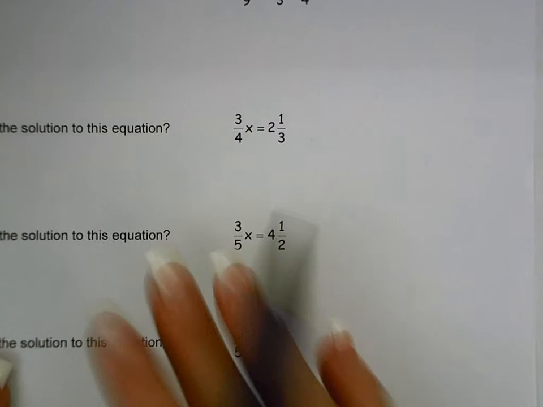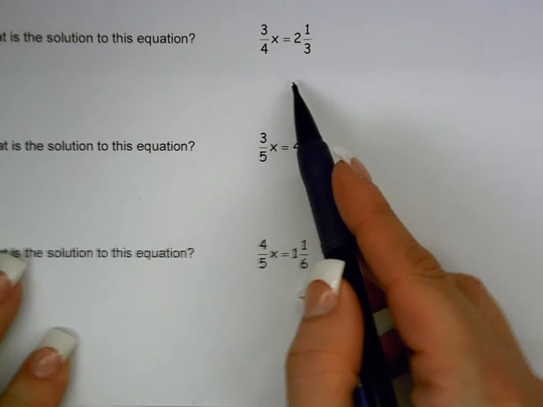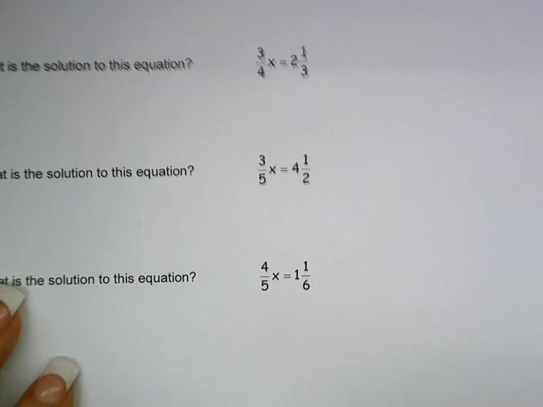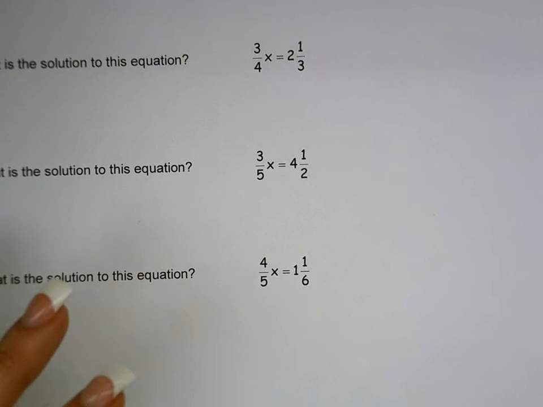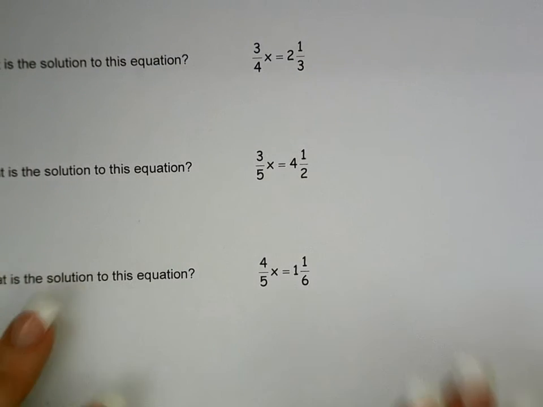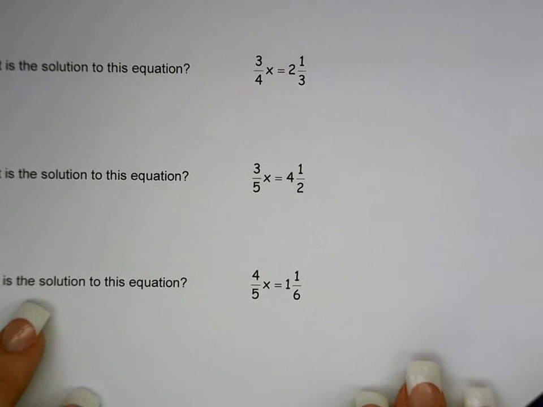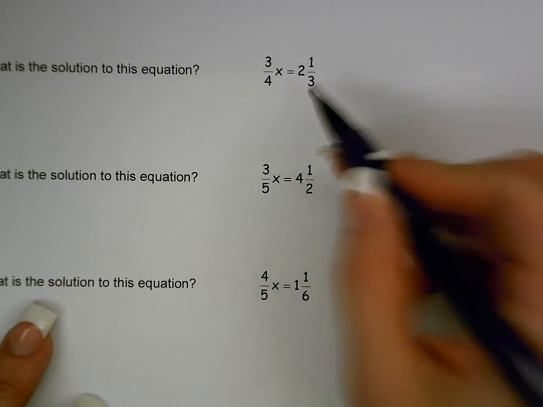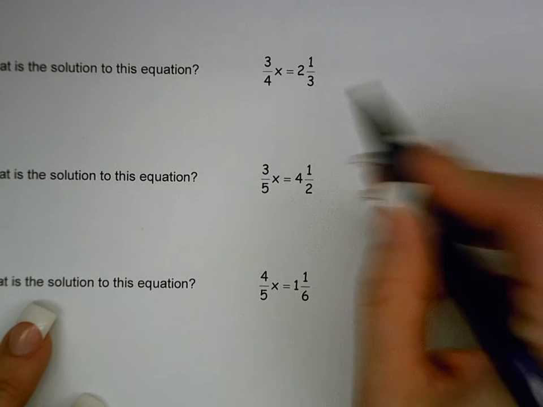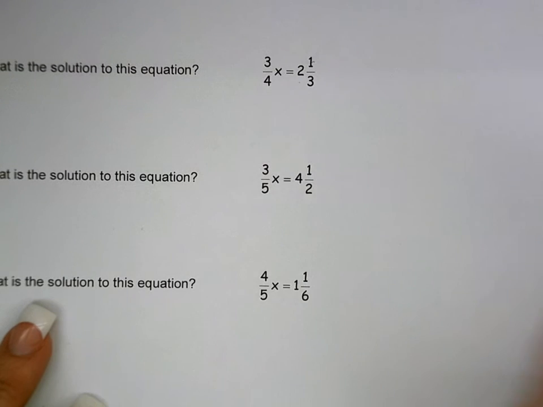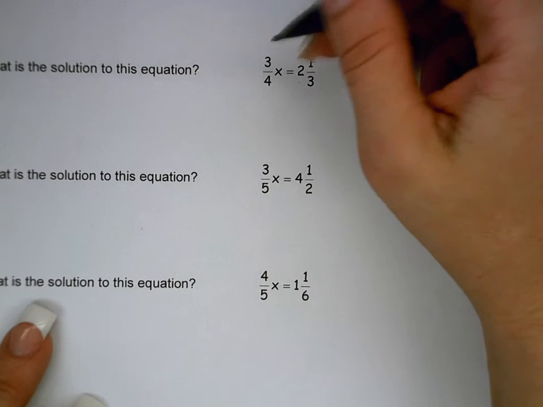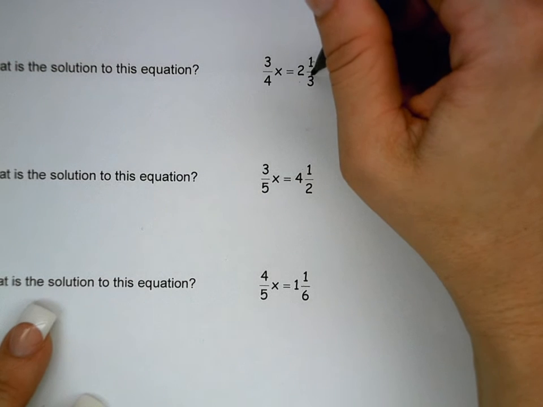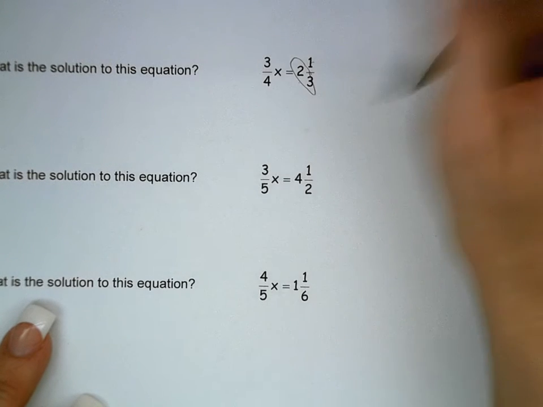Now I'm going to look at number 4. What is the solution to this equation? We did these kind of at the beginning of our unit. Does anyone remember what's the first thing you want to do here? Yeah, Eric? Change the mixed number to be an improper fraction. How do I change 2 and 1/3 to be an improper fraction? Right, we multiply the whole number by the denominator and then add the top.